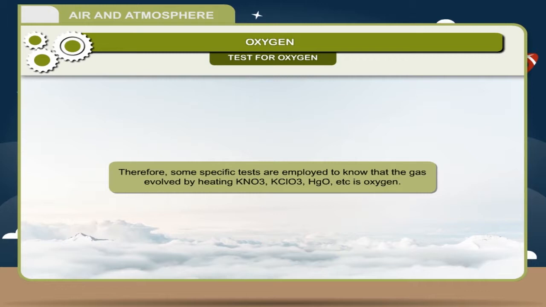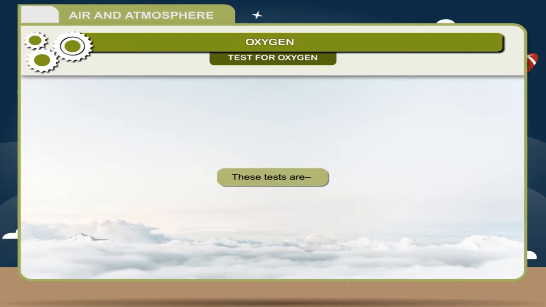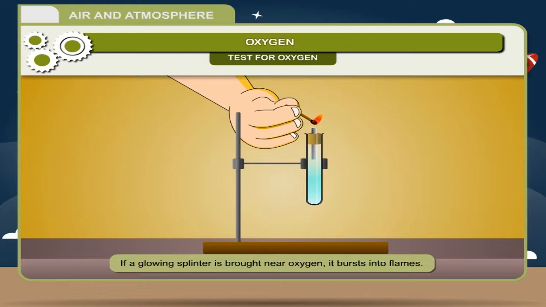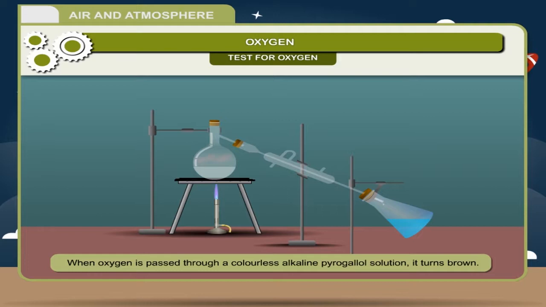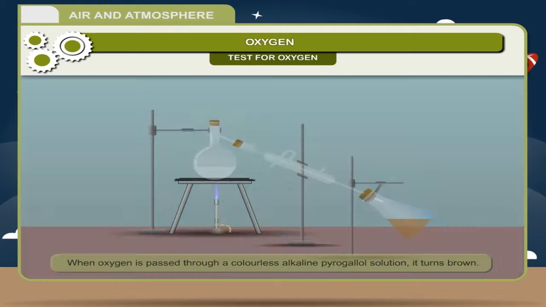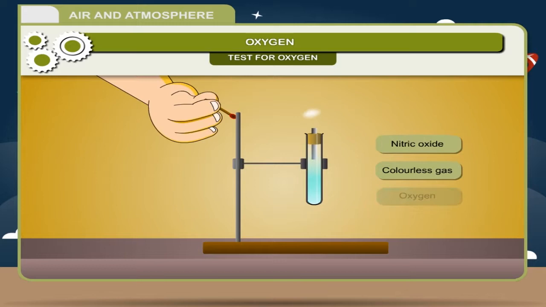These tests are: if a glowing splinter is brought near oxygen, it bursts into flames. When oxygen is passed through a colorless alkaline pyrogallol solution, it turns brown. When nitric oxide, another colorless gas, is mixed with oxygen, reddish-brown fumes are formed.